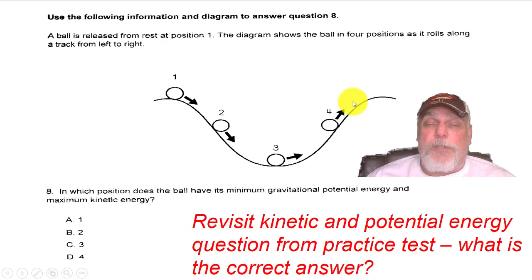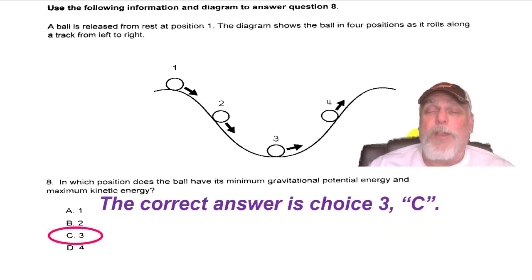In which position does the ball have its minimum gravitational potential energy and also its maximum kinetic energy? So it's looking for one point where it's at its minimal potential, but it's also going to be at its maximum kinetic. Which answer do you think is correct? 1, 2, 3, or 4? Well, the correct answer is choice 3, or C.